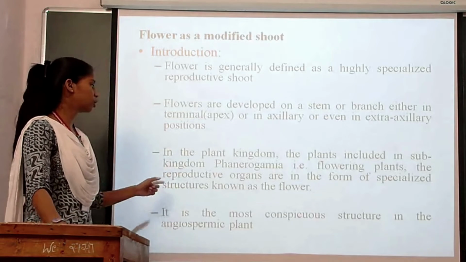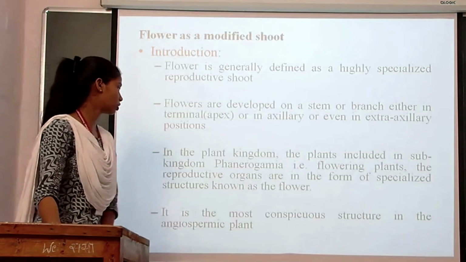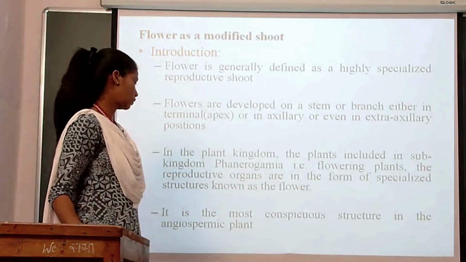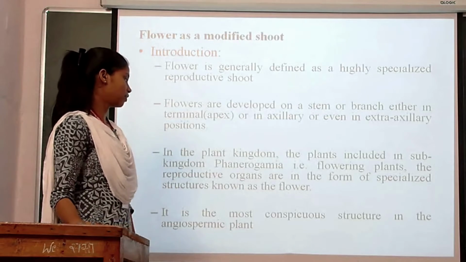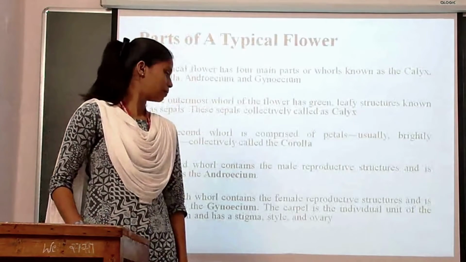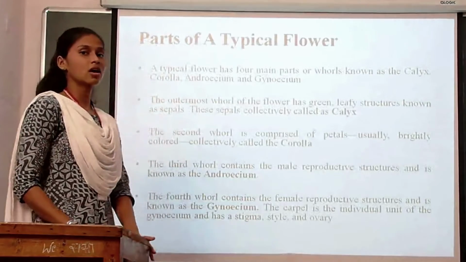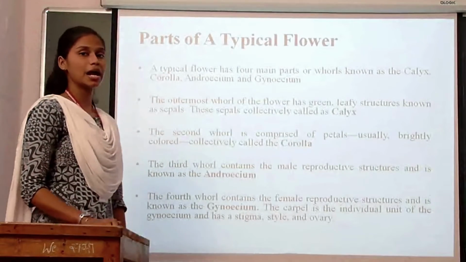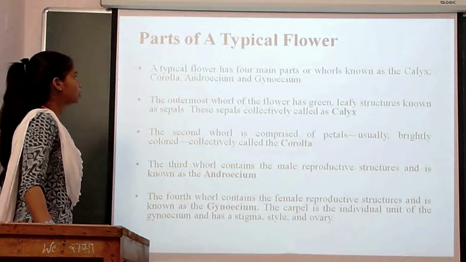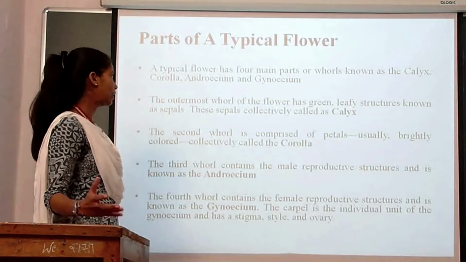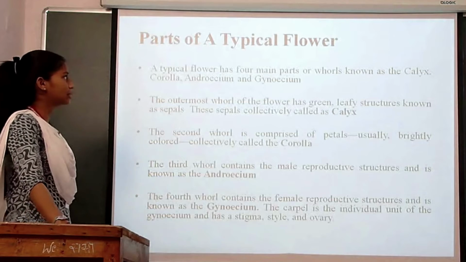In the plant kingdom, the plants included in subkingdom Phanerogamia are flowering plants. The reproductive organs are in the form of a reproductive structure known as flower. It is the most conspicuous structure in the angiospermic plant, because it attracts pollinators with its bright color. So what are the parts of a typical flower?